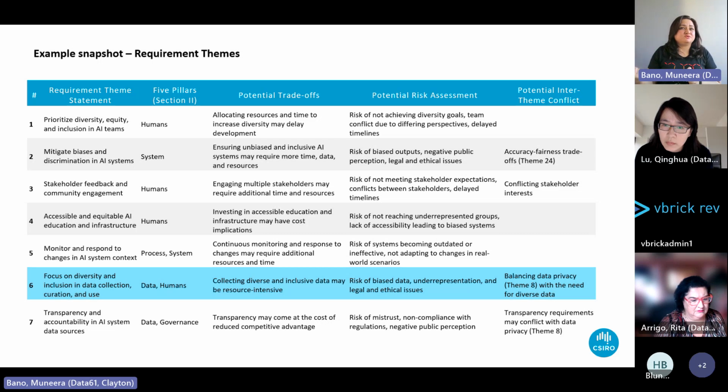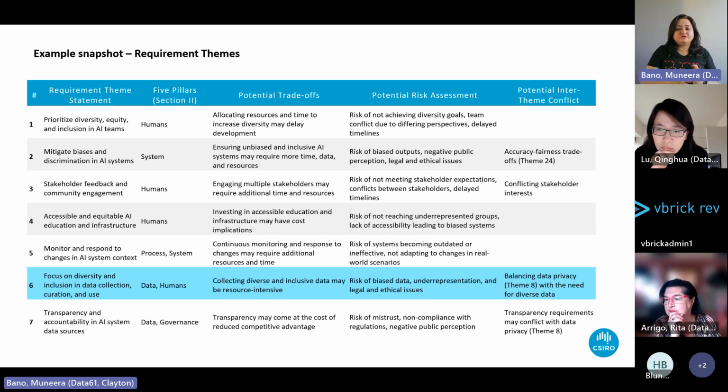Collecting diverse and inclusive data may be resource intensive. You will need time, people, and further resources. There are also risk assessments of what would happen when you don't do it. And if you are picking up different themes within our list, there may be conflicts among different themes which need to be resolved before moving forward. So this is pretty much a guide for practitioners on how to elicit those requirements through these themes.